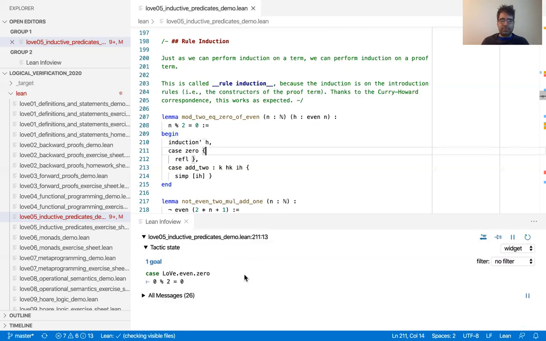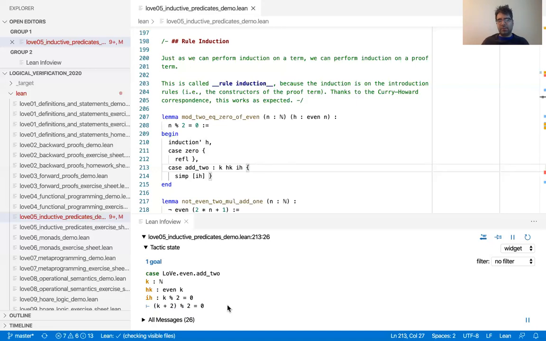In the 0 case, we just need to prove that 0 mod 2 equals 0. There are no variables in here, so often refl can do it. And then you have the add 2 case, where you have k mod 2 equals 0, and you have to prove k plus 2 mod 2 equals 0. You see, we're really just following the definition of even, right? So even said that, if this is even, then that is even. And now we're trying to do the same, but with our current goal. We're trying to follow in the tracks of even.